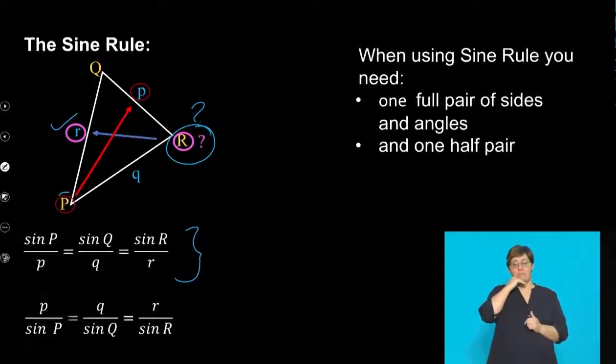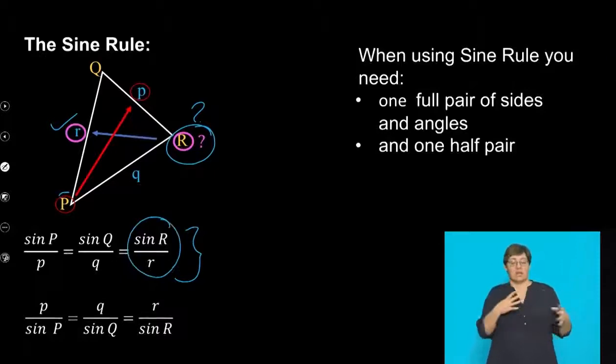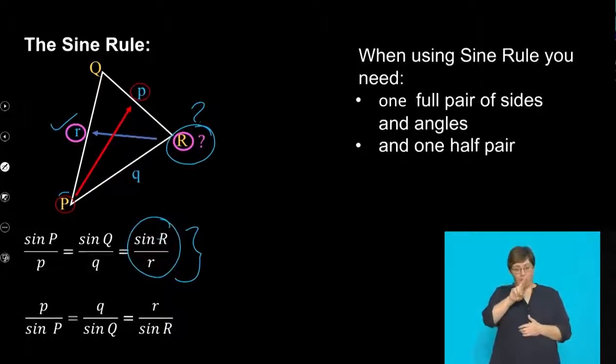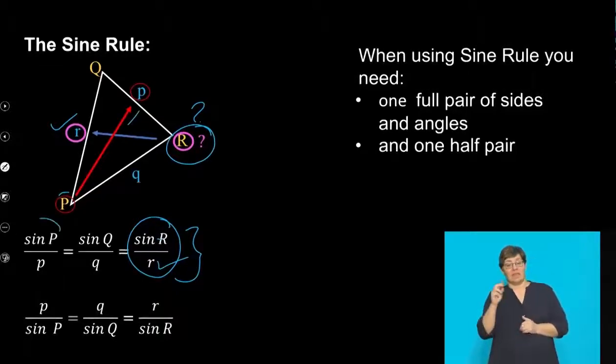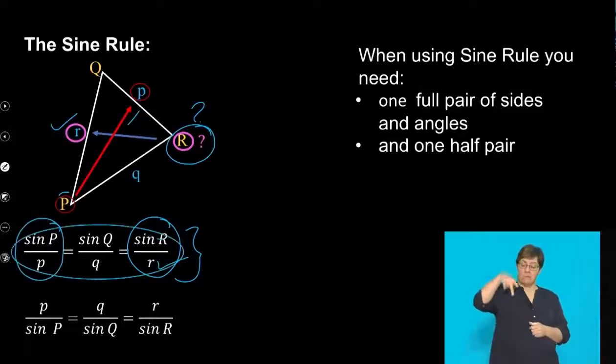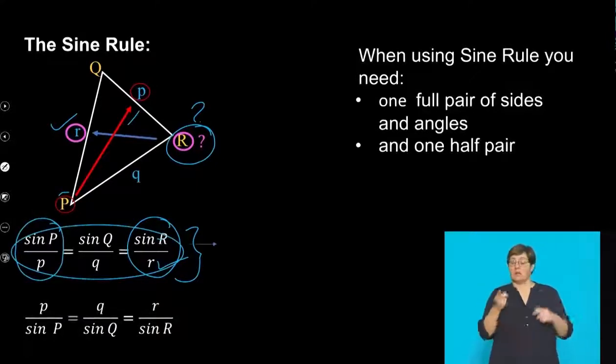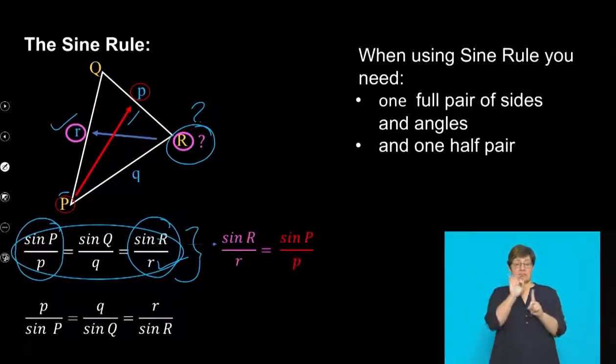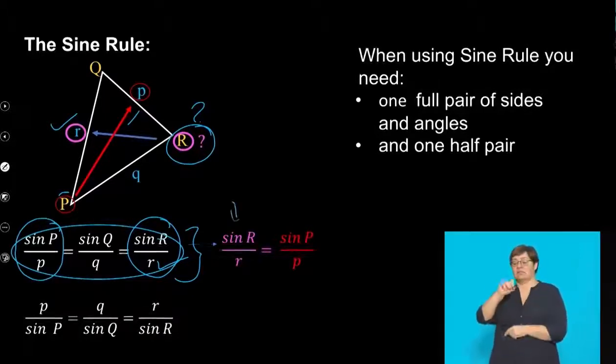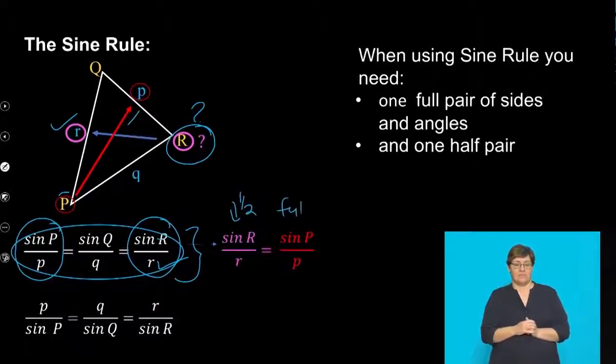Again, we're going to use this version, but we're going to start off with what's unknown. Because R is unknown, we're going to start off with that piece. So that's our unknown, and we know we have that piece here. And the other pair we're given is the angle P and the side p. So which formula will we start off with? We're going to start off with sine R over r, and this is our half pair we're given. And on this side is sine P over p, and that's our full pair we're given.